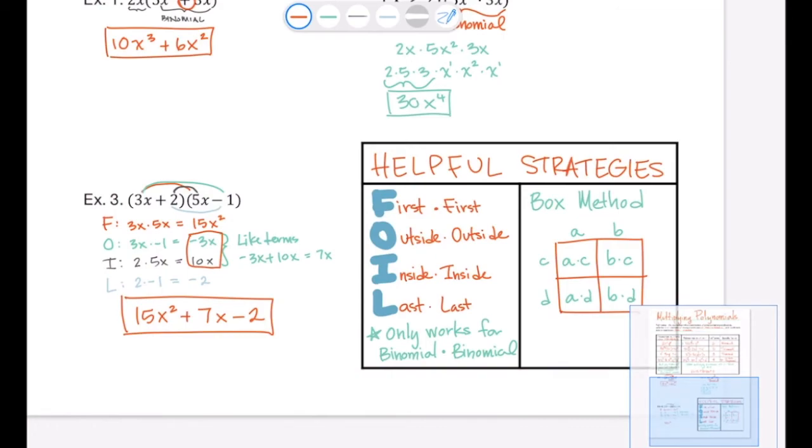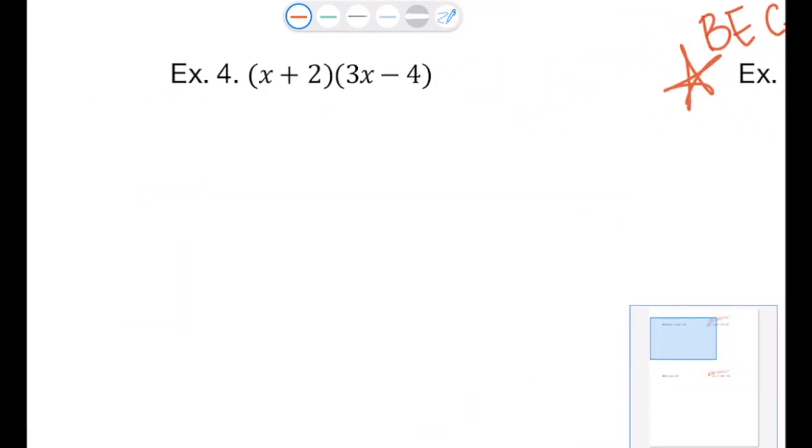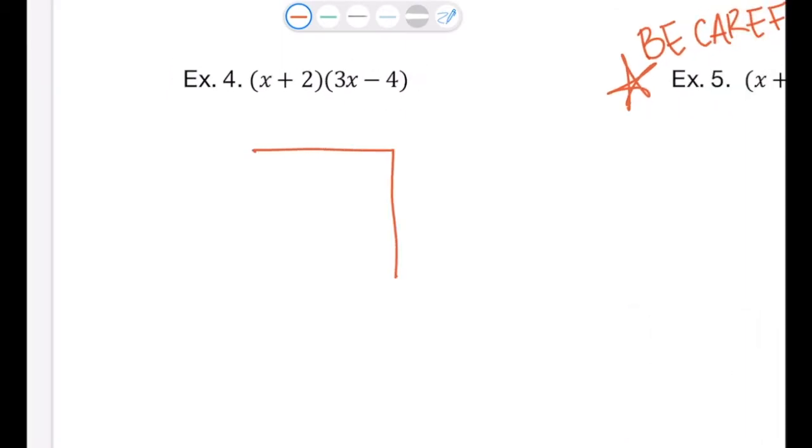All right, we're going to go on to the next one, and this one we're going to do using the box method. Notice we have a binomial times a binomial. That means two terms times two terms, so when we draw our box, it's going to be a 2 by 2 box. So on the top, I'm going to put an x and a plus 2. So we're just separating out the terms. On the side, I'm going to put a 3x and a negative 4.